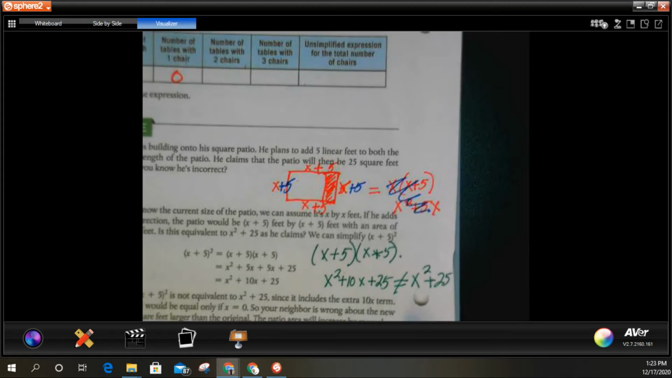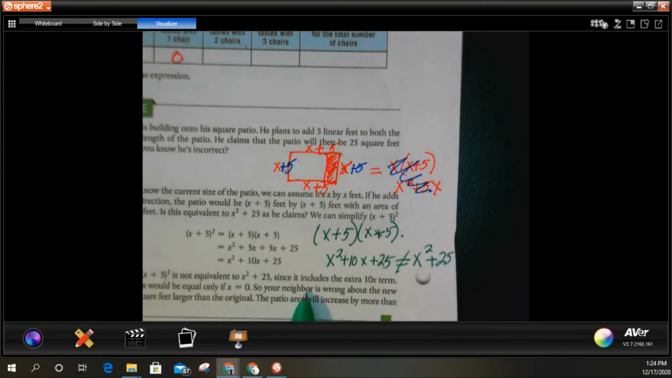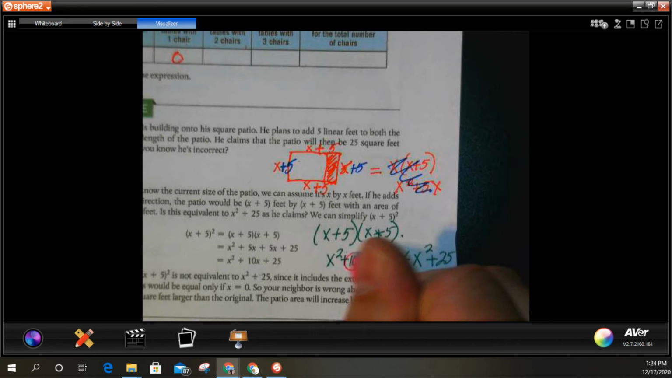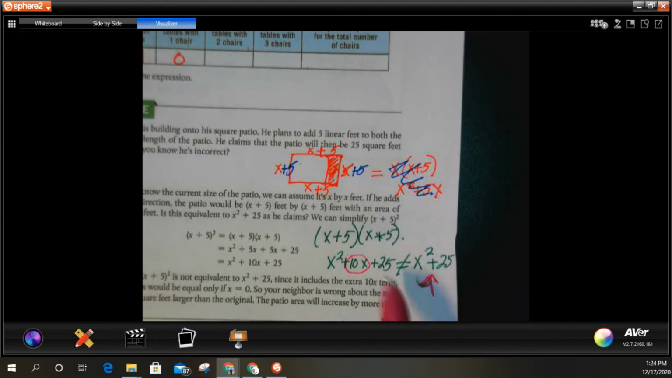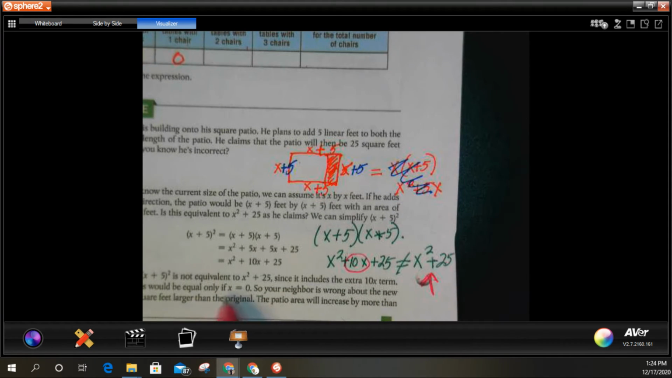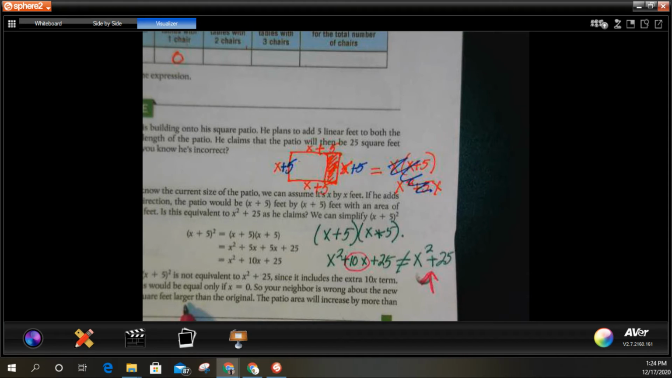These expressions would be equal only if x equals 0, so your neighbor is wrong about the new patio being 25 square feet large. The patio will increase by more than 25 square feet. Now, this whole problem is based on the fact that they didn't tell us in the original problem whether they're increasing every side by 5 or if they're just adding a 5 by 5 area here. It makes a big difference, even in their conclusion.